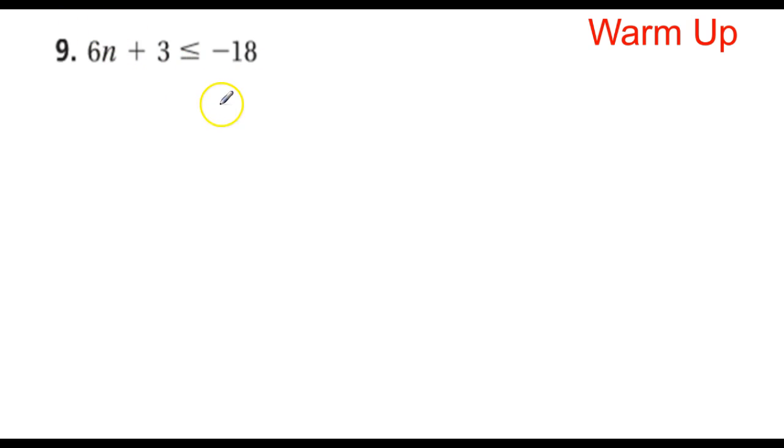Number 9, subtract 3 from both sides. You get 6n is less than or equal to negative 24. Divide by positive 6, you get n is less than or equal to negative 4.